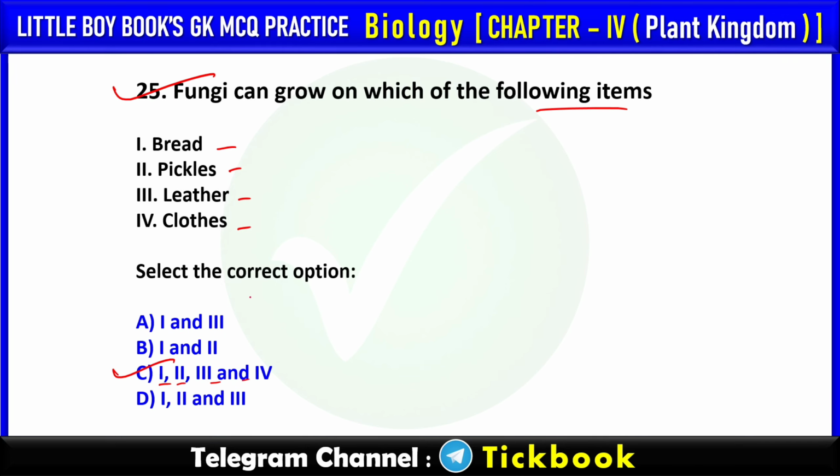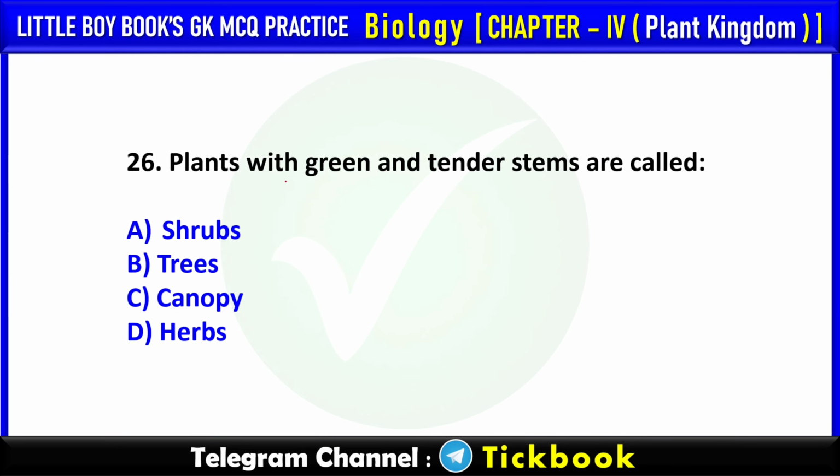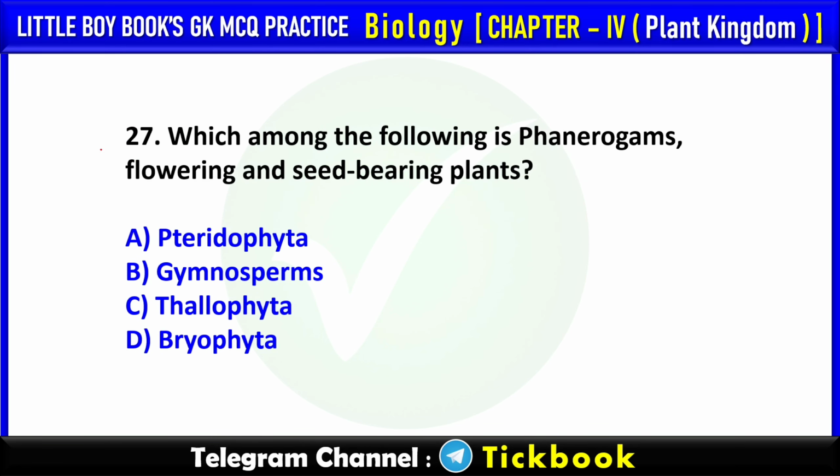1, 2, 3, and 4. All of the above. Question number 26. Plants with green and tender stems are called? Option number D, herbs. Question number 27. Which among the following is phanerogams, flowering and seed-bearing plants? Option number B, gymnosperms.